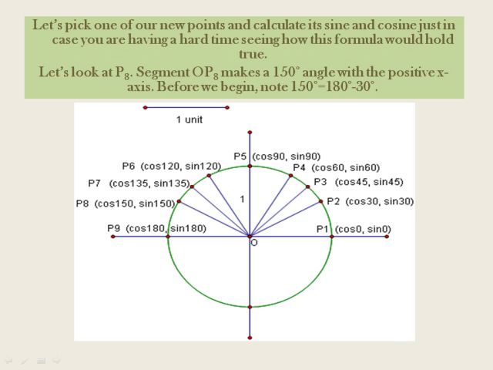Let's pick one of the new points and calculate its sine and cosine, just in case you're having a hard time seeing how this formula would hold true. Let's look at point P8. Segment OP8 makes a 150-degree angle with a positive x-axis.